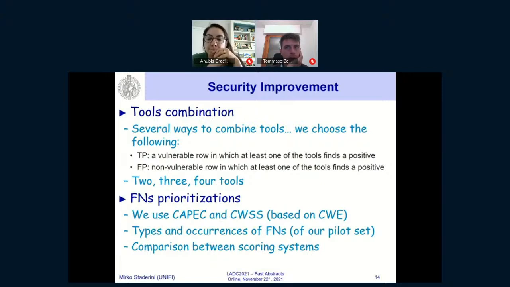After that, we want to analyze the prioritization of false negatives. False negatives are vulnerabilities that escape detection. So we identified two scoring systems. The first is the CAPEC, based on attack patterns, and the second one is the CWSS, which is based on the CWE. We identify types and occurrences of false negatives that escape the tools combination in our pilot set, and then we compare the two scoring systems.